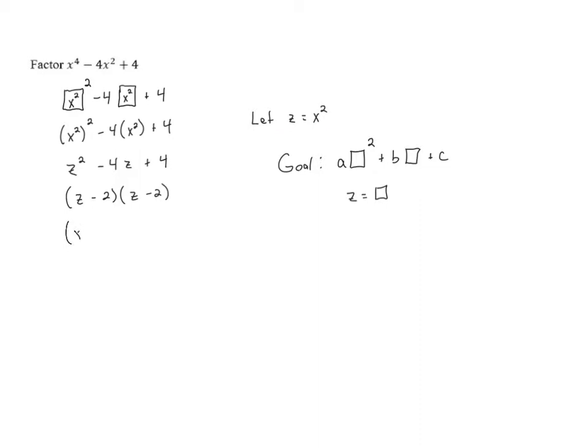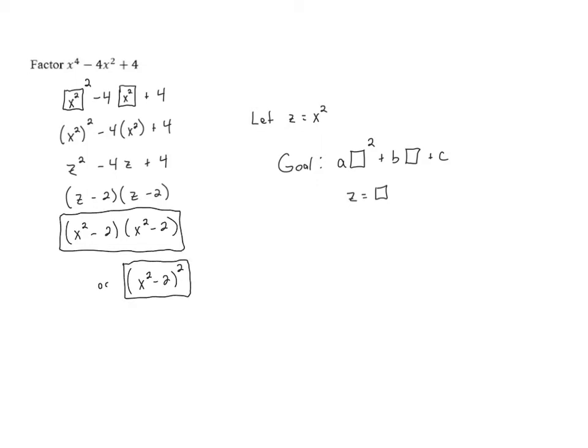And so then this becomes x squared minus 2 times x squared minus 2. And so we have factored the original polynomial as x squared minus 2 times x squared minus 2, or if you prefer, x squared minus 2 squared. And either of these works as a final answer.